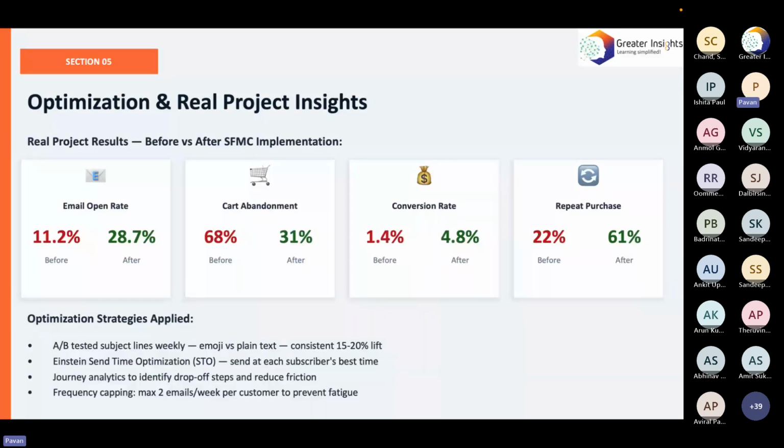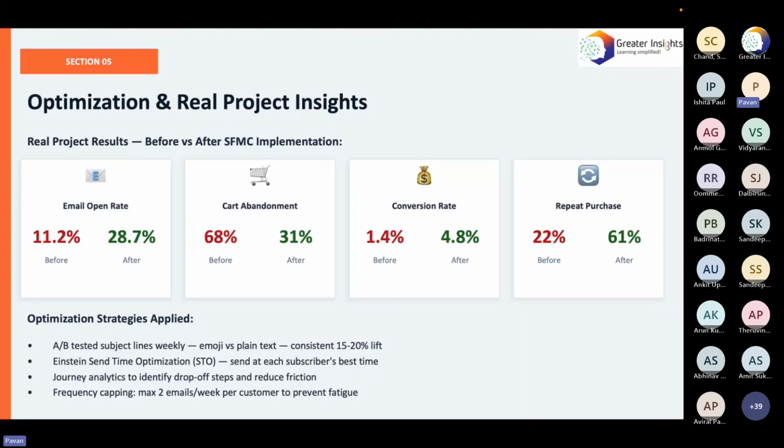Okay, I think this will be the last set, and the easiest set, which is optimization and real project insights. Now, considering all of these implementations, whatever we just spoke of, the good practices, the likely journey, everything. Earlier, we noticed that from that particular retail company, the use case example that we are taking here, the open rate earlier was 11.2%. It increased to 28.7%. Abandoned cart was 68%, and now it is down to 31%.